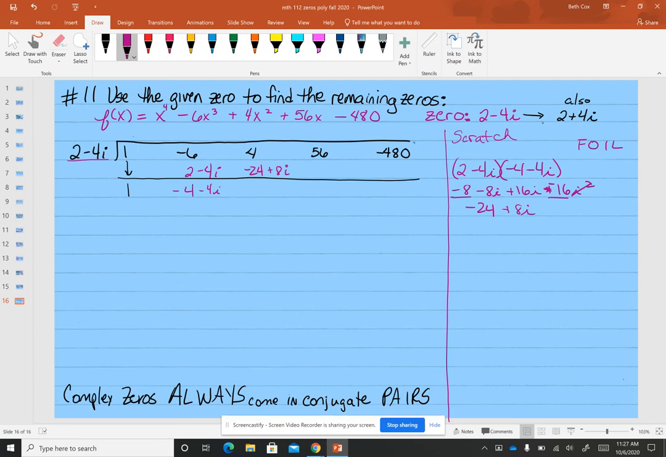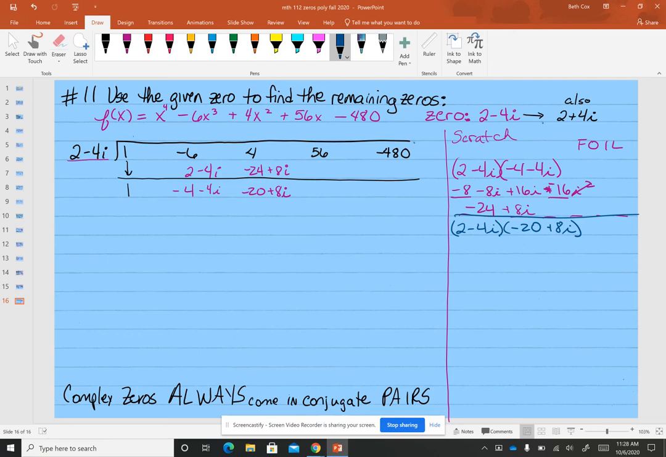All right, now I'm going to add those two. Again, there's no imaginary part, so just bring down that plus 8i. And then I combine the 4 and the negative 24 to get a negative 20. All right, so now I have to multiply again. I'm going to use 2 minus 4i this time. Change color. Let's try dark blue. So 2 minus 4i this time times the negative 20 plus 8i.